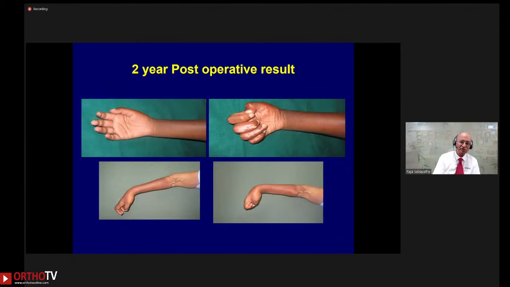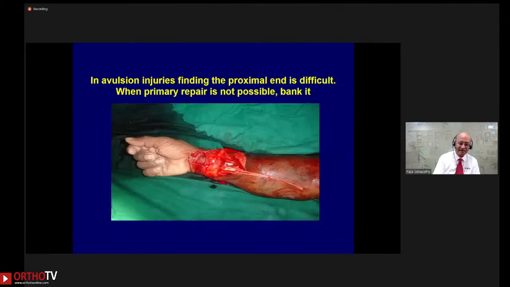And afterwards, you could do tendon transfers, or you could fix the wrist. But then, it is quite possible to get good repairs. What are the other technical things which we have done to make it possible? In avulsion injuries, finding the proximal end is difficult. So what we do, when primary repair is not possible, is bank it.